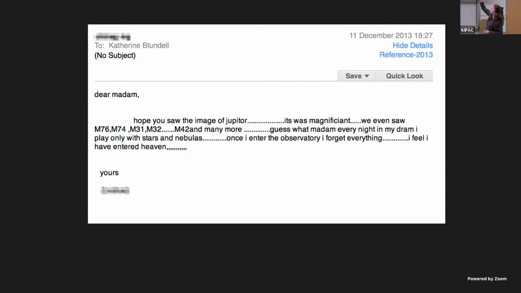"Guess what, madam? Every night in my dream, I play only with stars and nebulae. Once I enter the observatory, I forget everything. I feel I have entered heaven." Has a profound effect on them. And so that's an important spin from doing a research program, which of necessity needs to have a round the world distribution of telescopes, but in so doing, engages, I believe, youngsters in those developing countries into science.